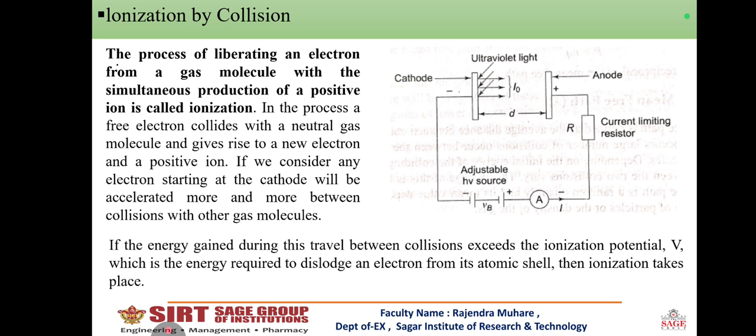In this process, free electrons collide with the neutral gas molecules and give rise to a new electron and a positive ion, if the energy gained during travel between collisions exceeds the ionization potential, which is the energy required to dislodge an electron from its atomic shell.